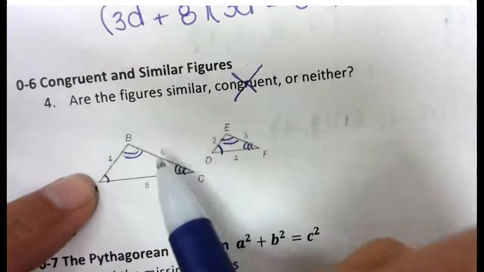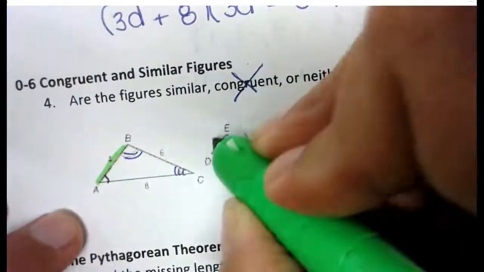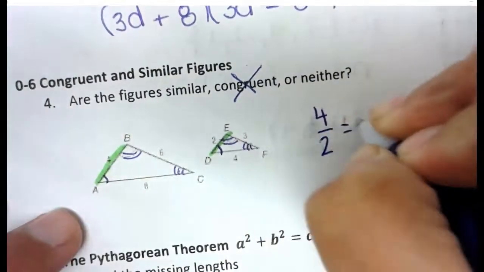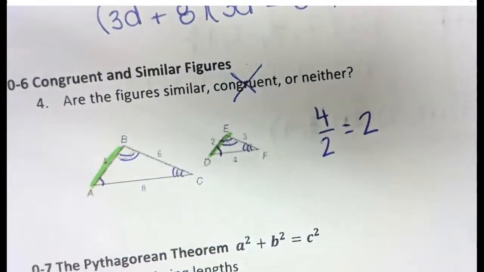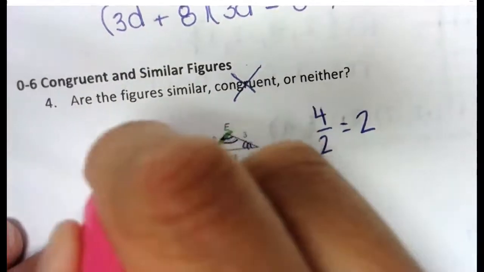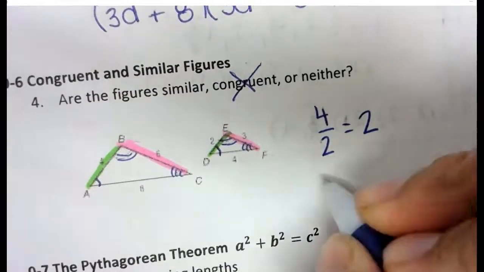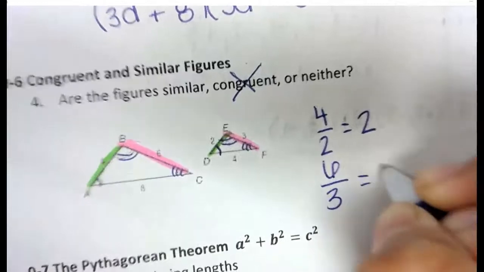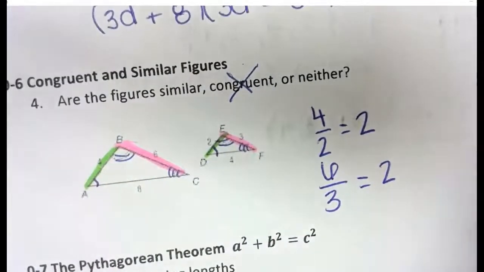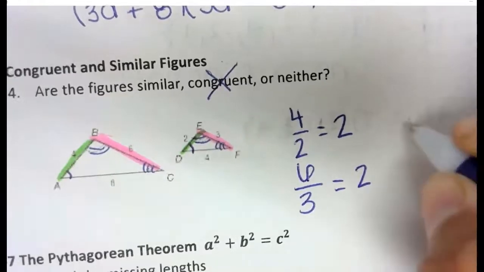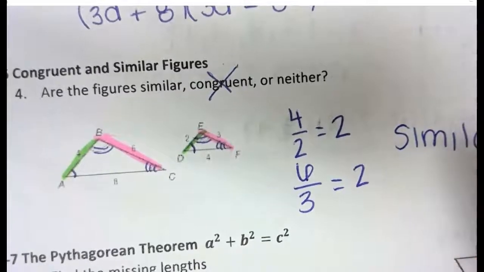And to compare if they're similar, I'm just going to pick 2 of the same sides. So if I pick AB, I have to compare that to DE. And then I could pick another set of sides. So I could compare BC, and then I need to compare that to EF. And when I compare them, I notice that both are equal to 2. Since the ratios are equivalent, they are similar.